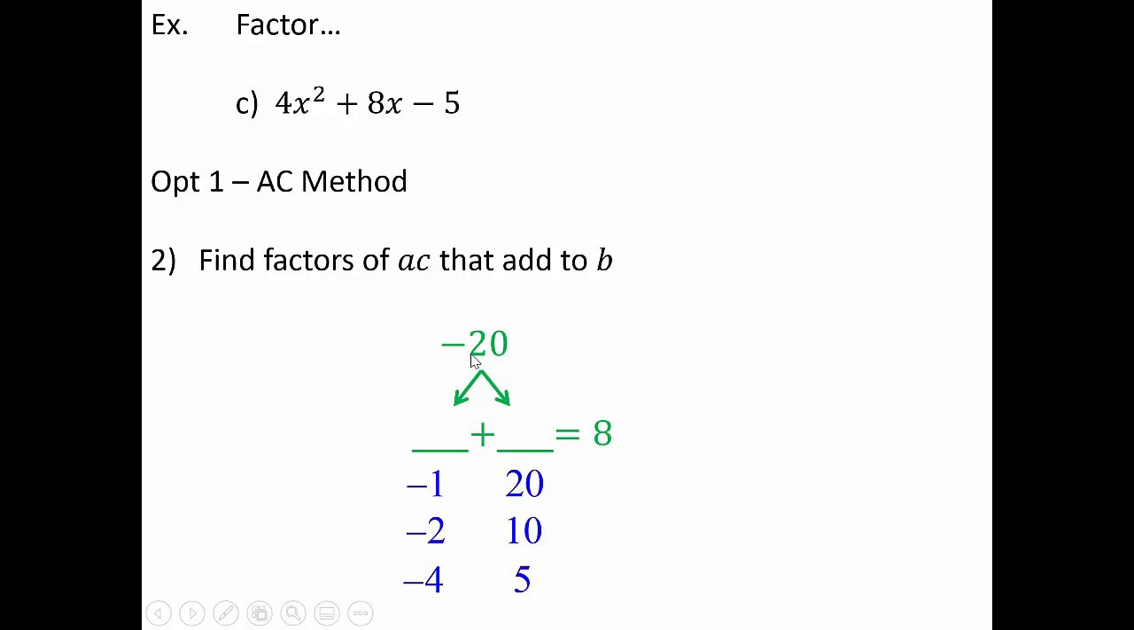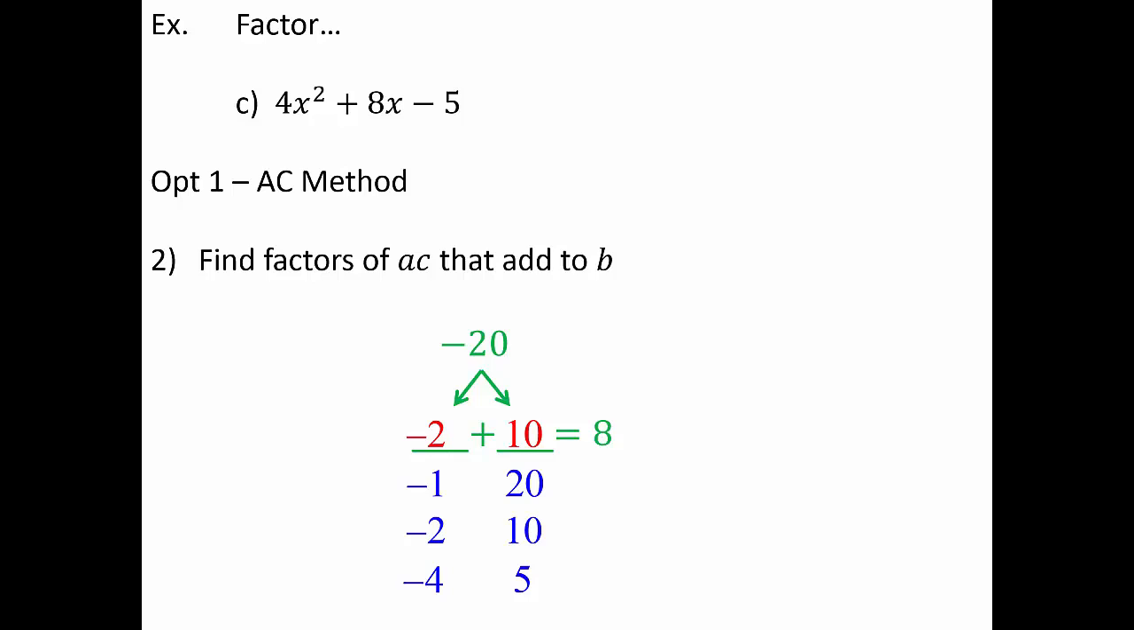Multiply to a negative means one of the numbers is negative. Add to a positive means the larger number would be positive. So now, eyeball it, which one of these pairs adds to positive 8? Well, of course, it would be negative 2 and 10. Again, that whole process should take you about 5 to 10 seconds on any random factoring problem. If you're taking longer than 5 to 10 seconds, you need more practice.